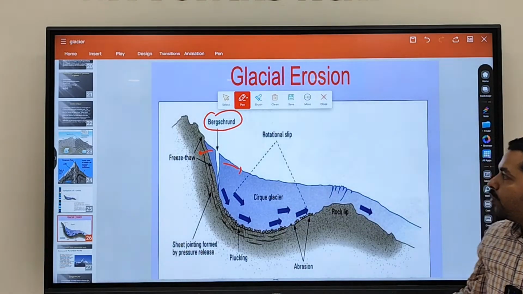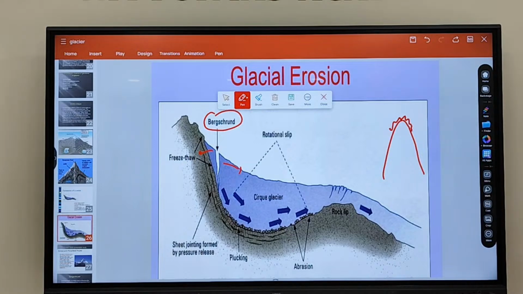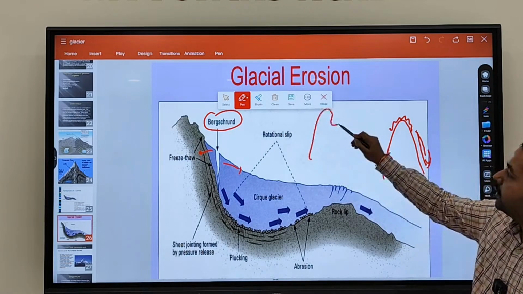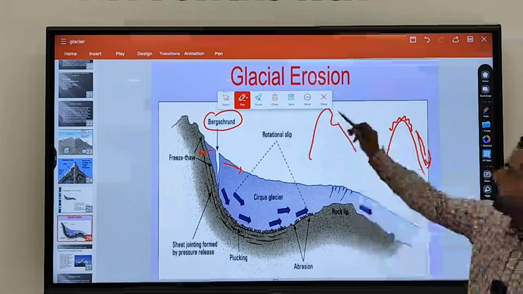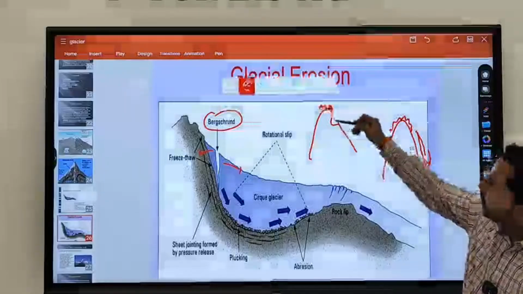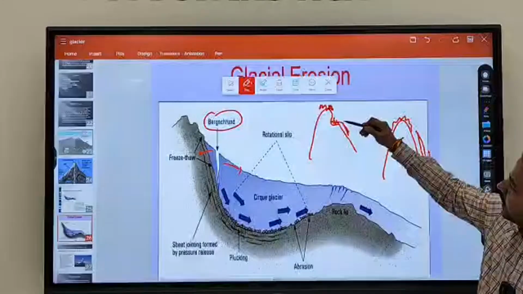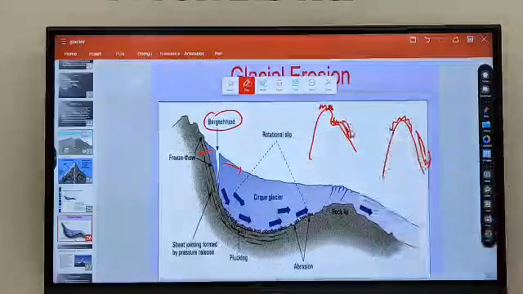Clear? So now what is happening is, let's say snow is depositing over here, and this snow starts to move down. When the snow starts to move down, what will happen? It will create a Kori or a Sirk lake. Clear? So here you'll find deposition of snow, and this then starts to move down from here. Clear? Any doubt regarding this part?